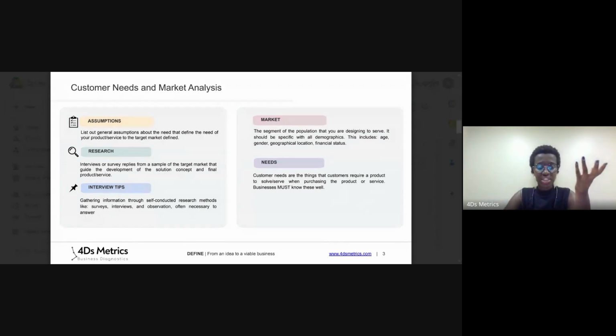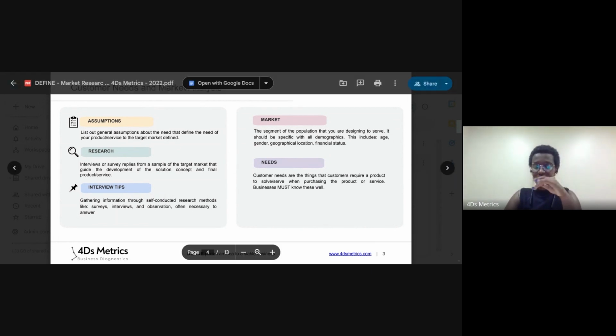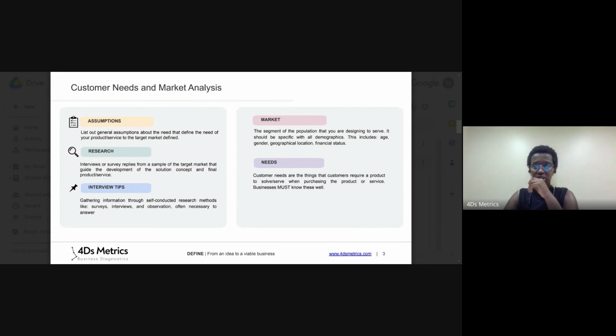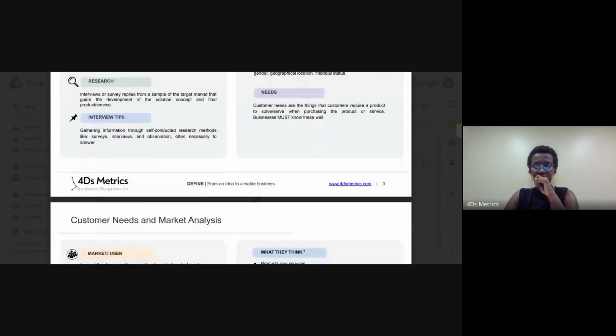And then you do the research, like I said, interview tips, so surveys, interviews, observation. You write good questions so that you can get good answers. These are key definitions. The market is a segment of the population that you're designing your product for, and the need is a problem that your product is going to solve.